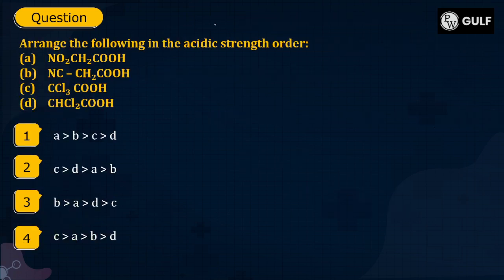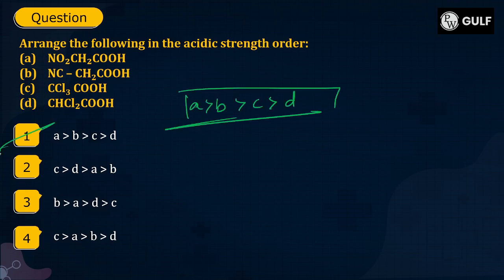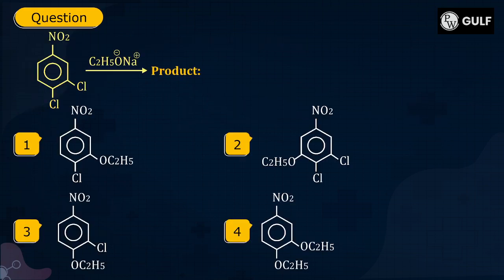Arrange the following in acidic strength. Now this is very easy. A is more than B is more than C is more than D, which is option A, because acidic strength is directly proportional to the minus I group, and as you see NO2 has more minus I than CN, then CCl3, then CHCl2. Okay, so here it has one hydrogen beta, that is why it is making a difference. Clear? Moving on to the next question.